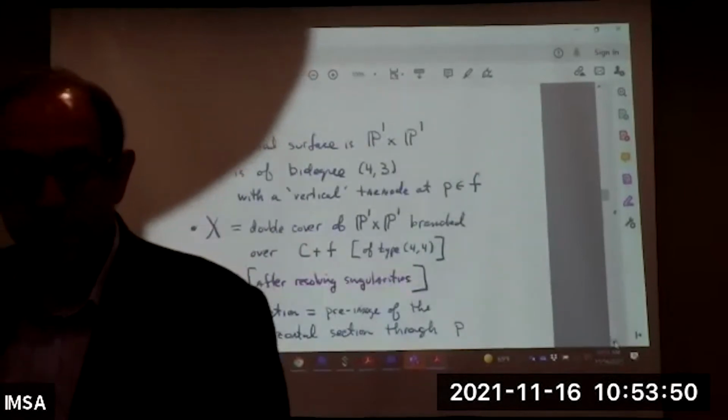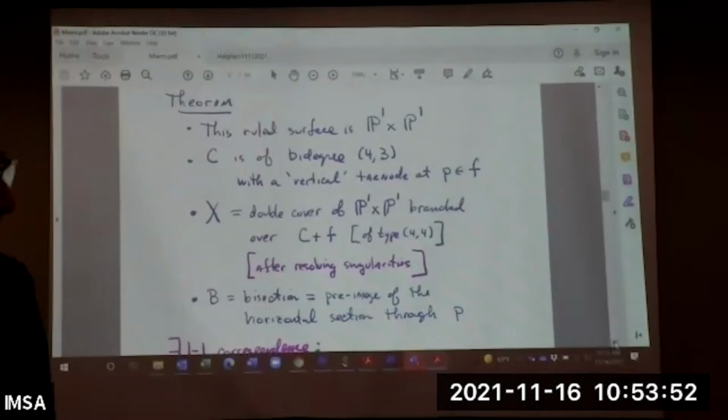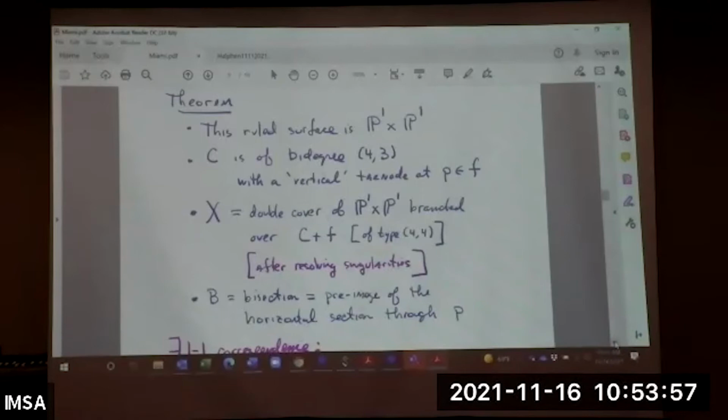So the theorem that sets us up to do this analysis says that this surface is P1 cross P1, as indicated. C is of bidegree 4, 3 with that vertical tacnode. X is the double cover of P1 cross P1 branched along that tacnodal curve plus the fiber. So throw in the fiber too. And that's a curve of type 4, 4. Now, it has a singularity. So when I say X is the double cover, I mean you take the double cover and you resolve that singularity. That singularity is an elliptic singularity. Resolve it.